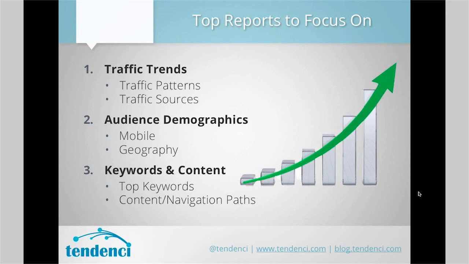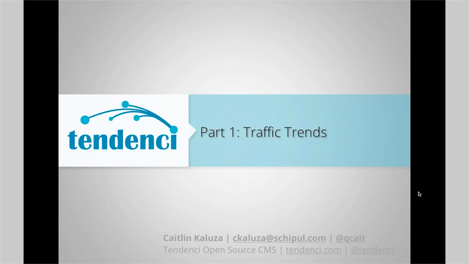We split these top reports into three categories. The first one's traffic. The second one is audience. So where do people come from? Who are these people? Where are they? What kind of devices are they on? And then we're going to talk about keywords and content, which is a big chunk of it. I put it last, not because it's less important, but because it's a big meaty piece, and I want to make sure that we have enough time to get through it.